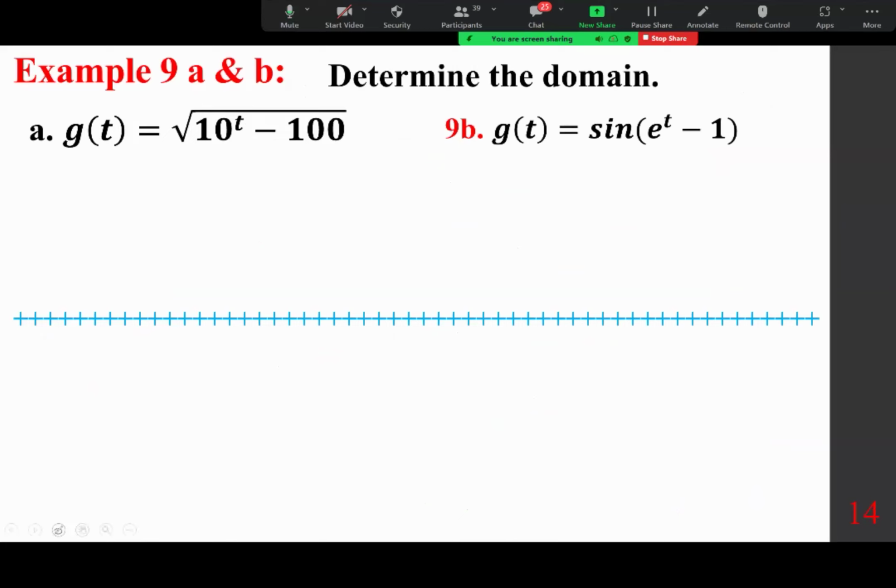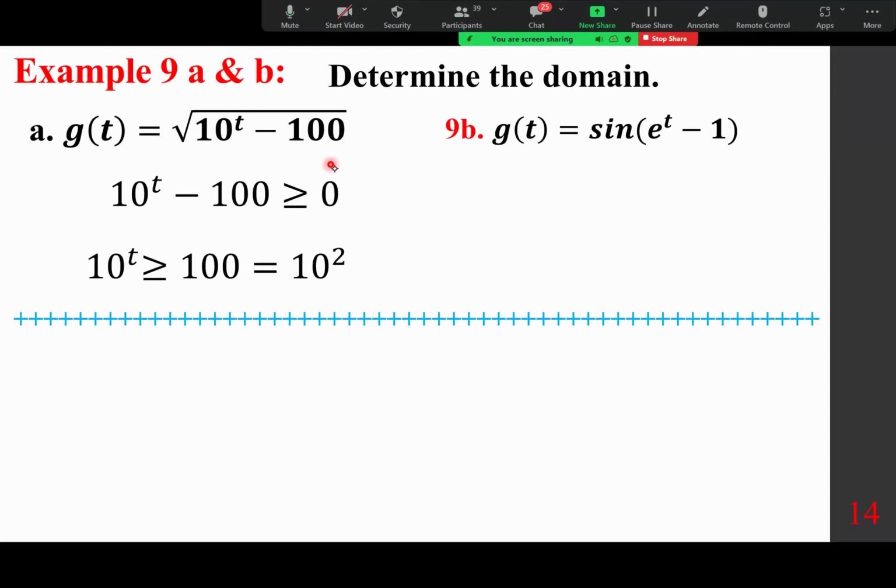Want to determine the domain, everybody? g of t is the square root of 10 to the power of t minus 100. Because it's a square root, this expression underneath must be larger than or equal to 0. We move this, it becomes 100 on the right, which is 10 squared. So 10 to the power of t greater than or equal to 10 to the power of 2, then t must be greater than or equal to 2 because of the equality. We keep the equality here.